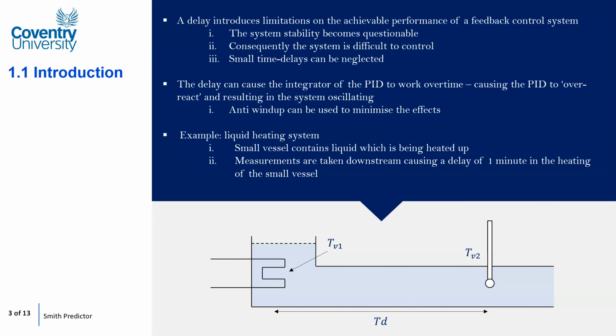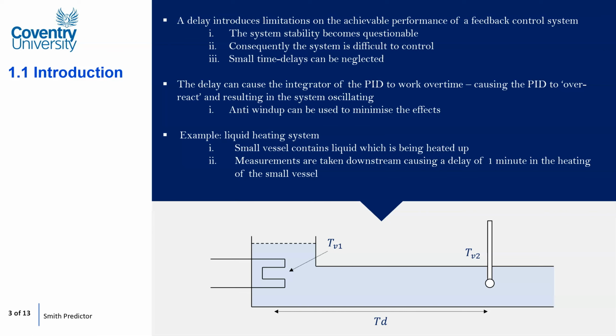So a delay introduces limitations to the achievable performance of the feedback control system. Perhaps stability might be questionable. The system might be quite difficult to control if you don't take into account that if you apply a control action, you're not immediately going to see the effect of the control action at the sensor. So you need to be aware of that. Small time delays can be ignored. When we talked about the autonomous vehicle, they're not really going to have too much effect on the system performance. But when you're talking about 20, 30 second delays, and if you don't account for them, it might cause you issues.